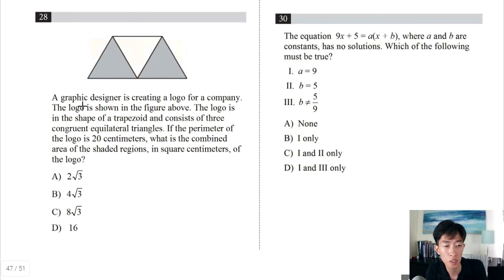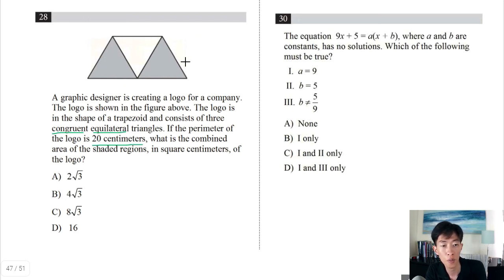Question 28. A graphic designer is designing a logo for a company. The logo is shown in the figure above. The logo is the shape of a trapezoid and consists of 3 congruent equilateral triangles. If the perimeter of the logo is 20 centimeters, what is the combined area of the shaded region? All right, so the strategy is going to be figure out what the dimensions of the triangles are, then calculate the area of the shaded regions.